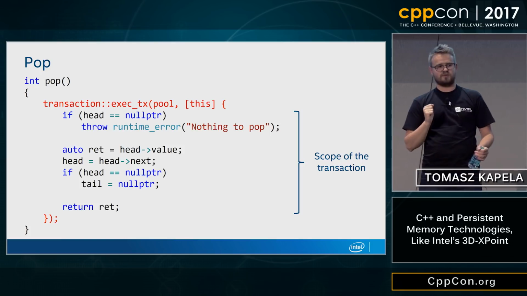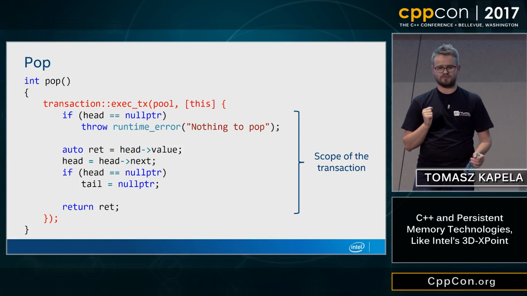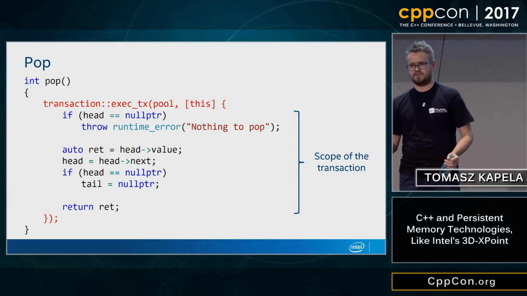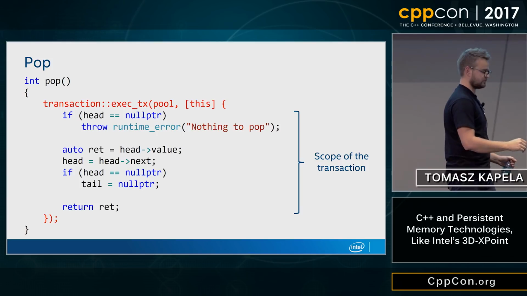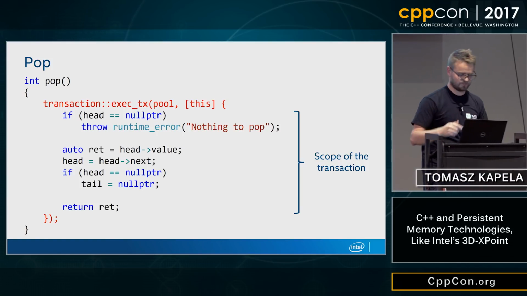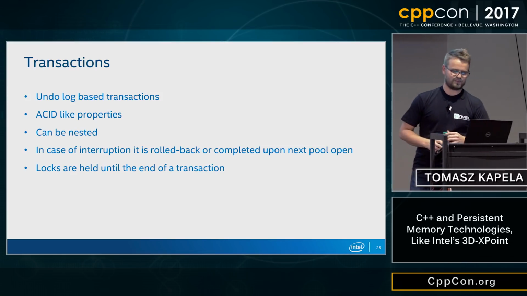Now imagine that you want to make this queue, probably not this queue because it's simple, but you want to make it multi-thread safe. Then the check actually has to be inside of the transaction because of locking, which I will explain later. There are a lot of intricacies, but we'll get through them.